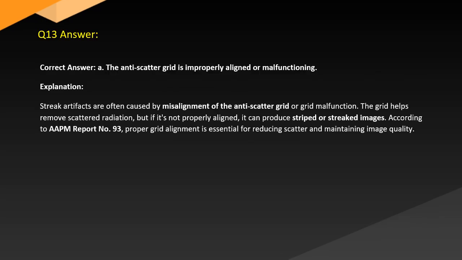Answer. Correct answer: A. The anti-scatter grid is improperly aligned or malfunctioning. Explanation. Streak artifacts are often caused by misalignment of the anti-scatter grid or grid malfunction. The grid helps remove scattered radiation, but if it's not properly aligned, it can produce striped or streaked images, according to OPAM Report Note 93. Proper grid alignment is essential for reducing scatter and maintaining image quality.